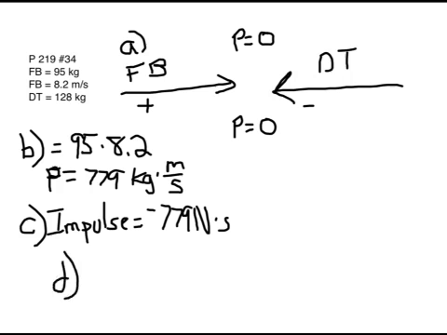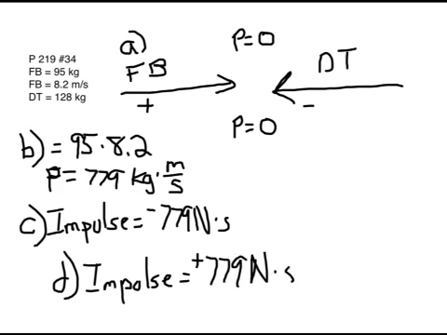Part D. When they ask what is the change in the tackle's momentum, well, if the tackle had a canceling velocity and mass that equaled a negative 779 kilograms times meters per second, then the impulse that hit the defensive tackle would be a positive 779 Newton seconds. Remember, change in momentum has kilograms times meters per second. Impulse has Newton seconds.